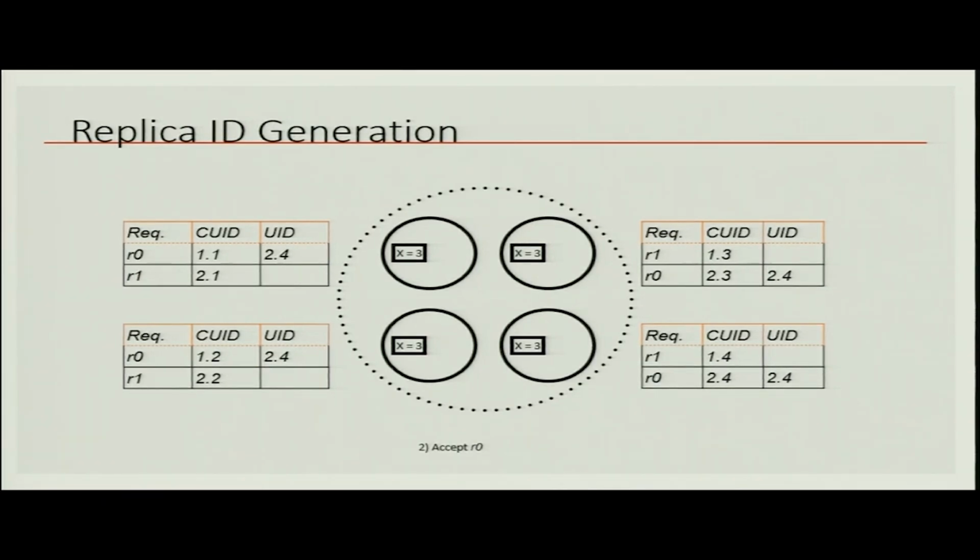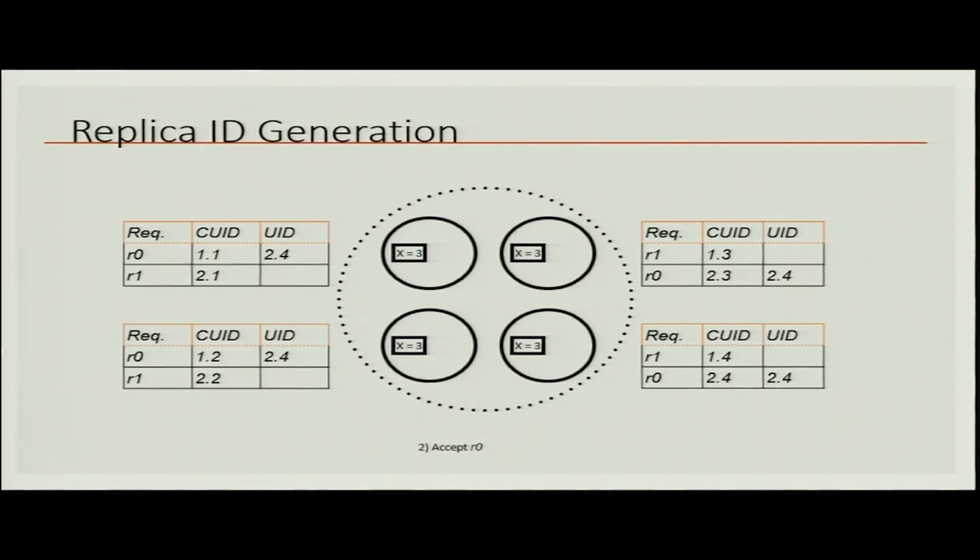So he will decide that 2.4 is the highest, so I will give 2.4 to this. This guy will also see 2.4 is the highest for R0, he will also give 2.4. This guy already knows that this is the highest because all the messages have gone to him. So he will also give 2.4, and this guy has already given 2.4. Then they will consider R1.